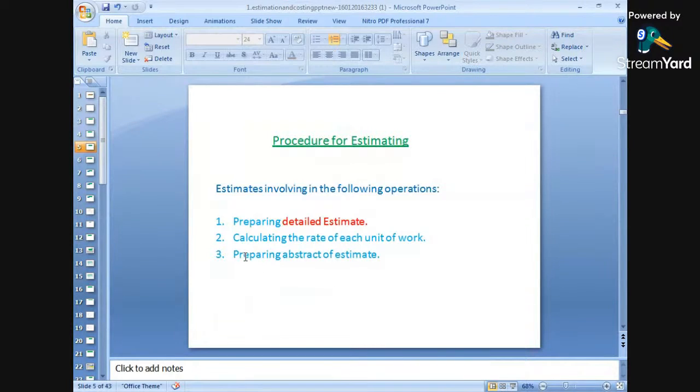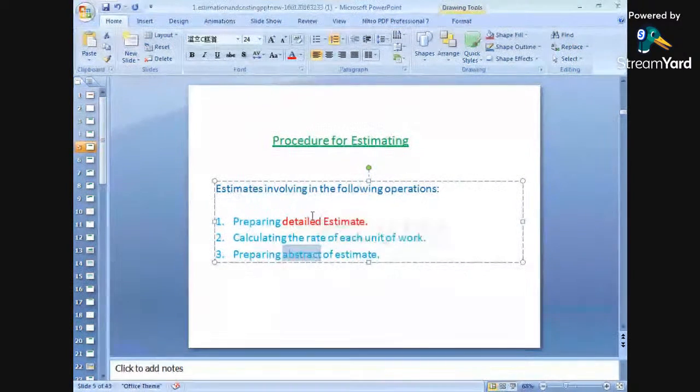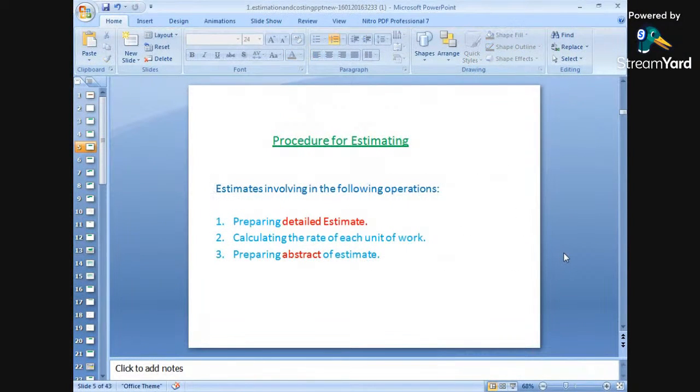Again, number three is preparing an abstract of estimate. We first have to prepare the abstract sheet in which the rates are listed, and with the help of the rates we will find out the total cost of any structure. Okay.